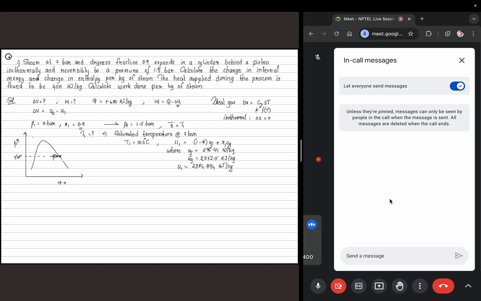Now, how do I determine the second stage? I know my pressure as 1.5 bar and temperature T2 equals T1, which is 165 Celsius. Now with these values known, how can I calculate my next U2? So I know pressure and temperature, so I can directly look up the table for 1.5 bar.